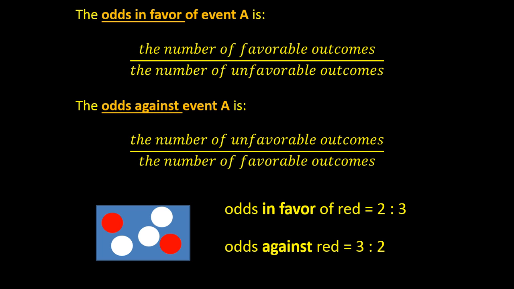The odds against drawing a red marble would be 3 to 2. There are 3 ways that would be considered unfavorable outcomes. That would be the 3 white marbles we could draw, and there's 2 favorable outcomes. That would be the 2 red marbles that we could draw.